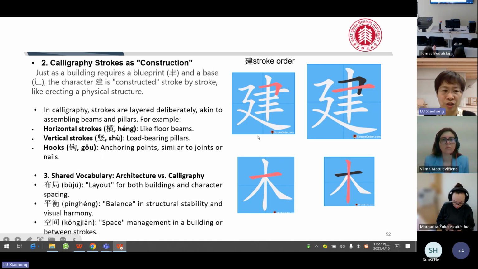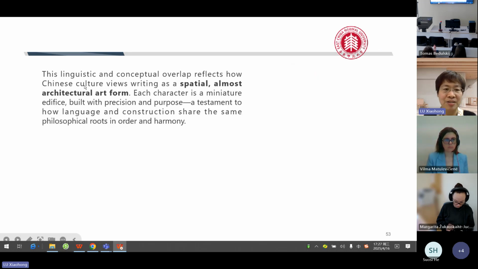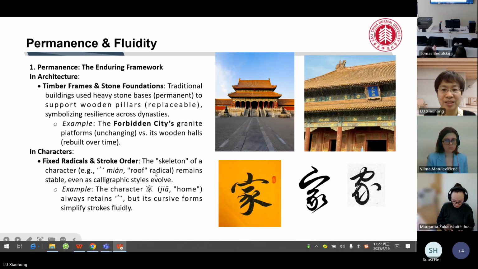Okay, that's the structure. You follow the structure, and in writing you follow the 布局 layout, and you need balance in your writing, and also space in your writing. So very much like architecture. So there is a linguistic and conceptual overlap. This overlap reflects that Chinese culture views writing as a special and almost architectural art form.